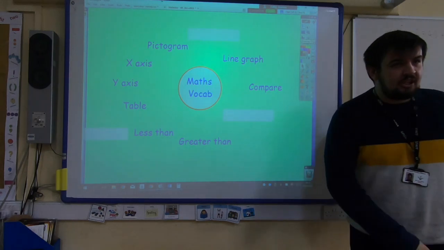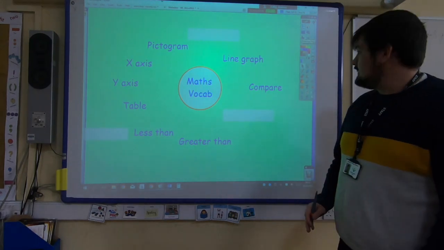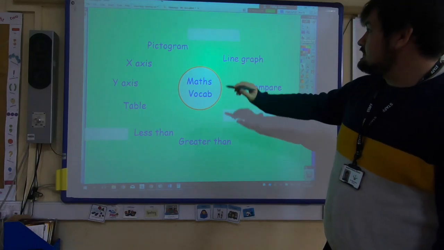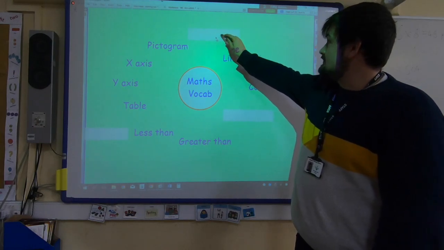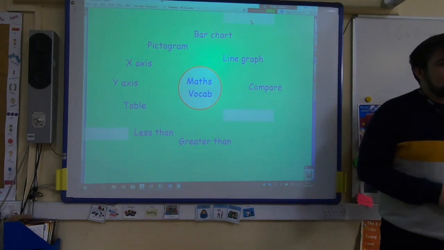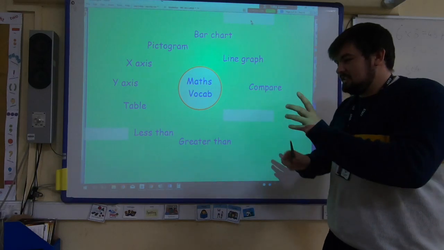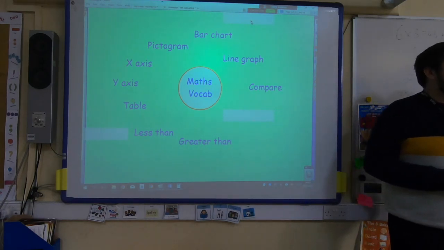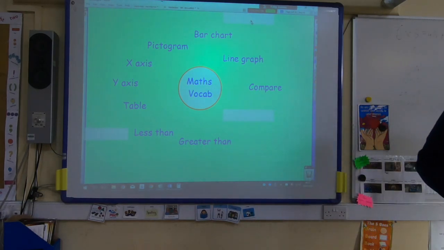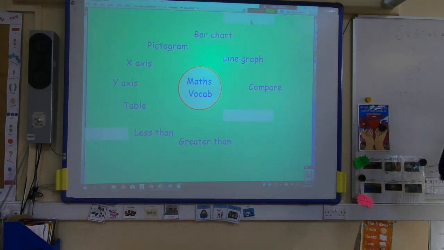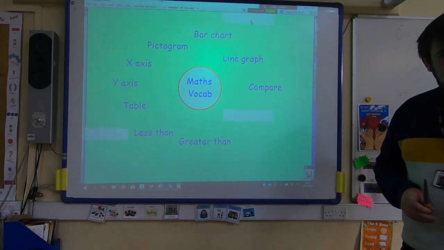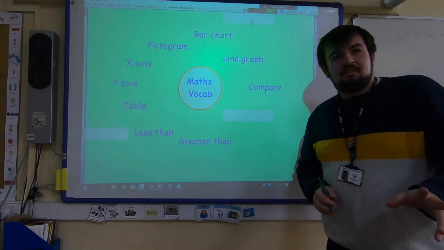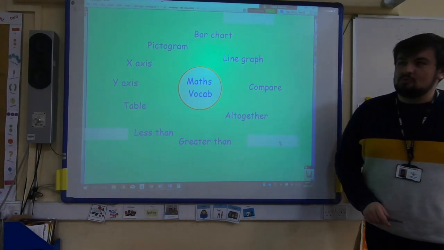Okay, got 2 more to go then. Freya? The one above all of them is bar graph and bar chart. Bar chart. Nice. A graph that shows us numbers or quantities with bars. Good. Ella. The last one is not graph. Not graph. Lily? All together.